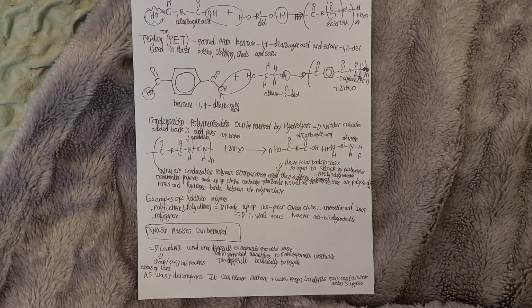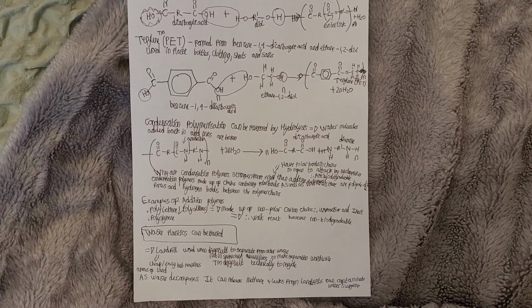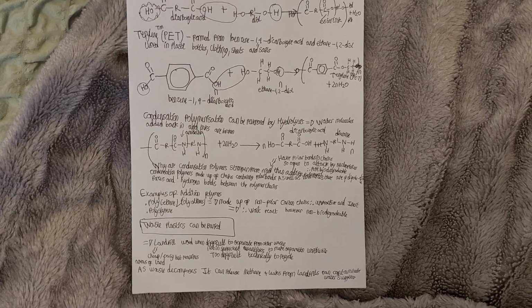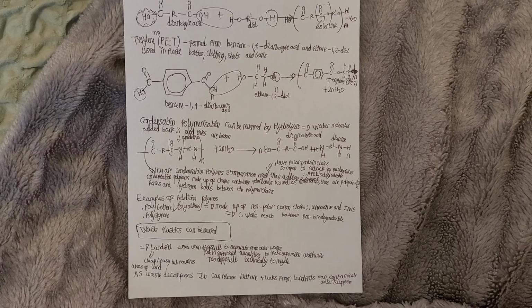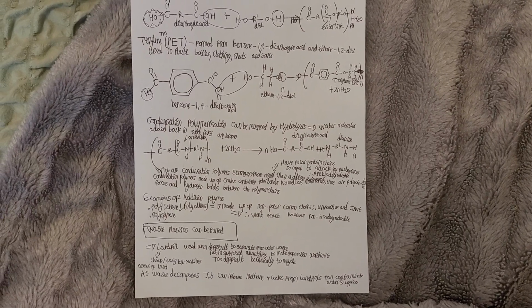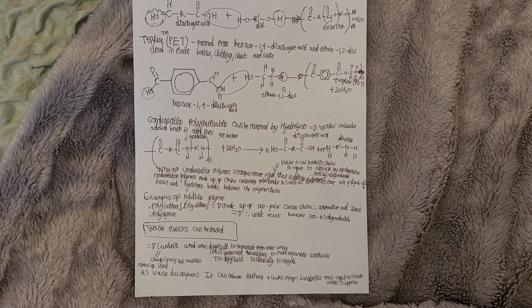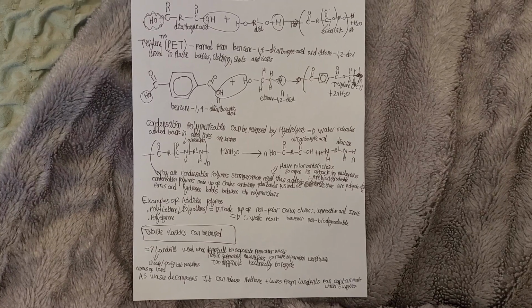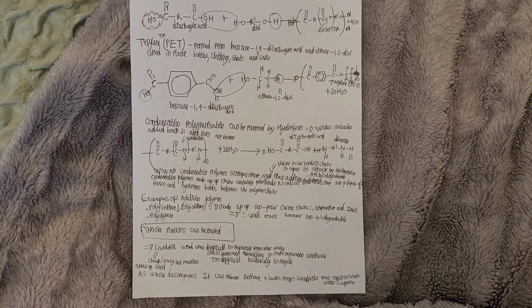Examples of addition polymers: polyethylene, polyalkenes, made up of non-polar carbon chains, therefore unreactive and inert. Polystyrene, because they're made up of non-polar carbon chains, therefore unreactive and inert, they won't react. However, they are non-biodegradable. Waste plastics can be buried.